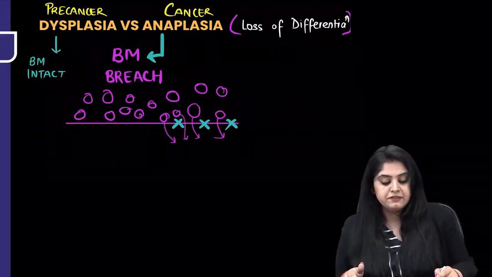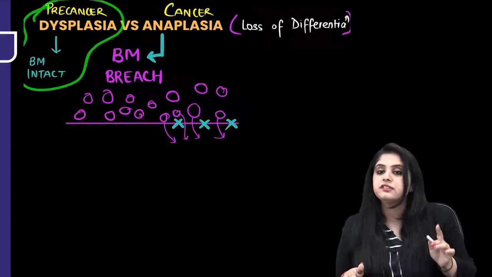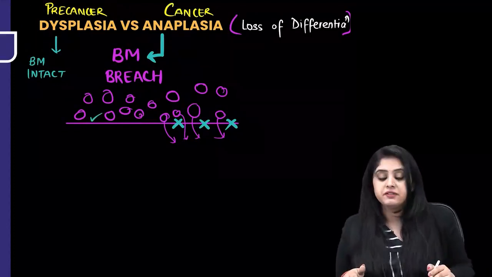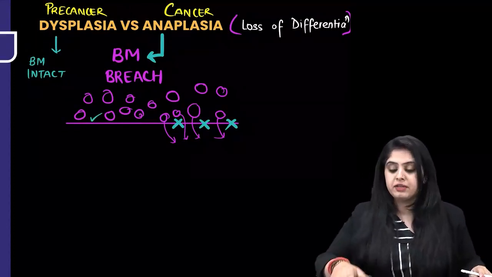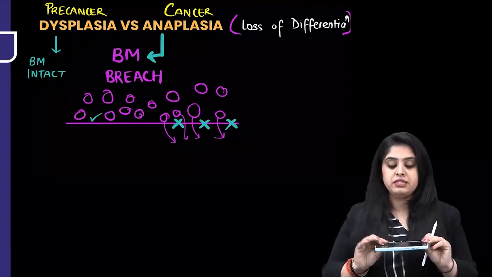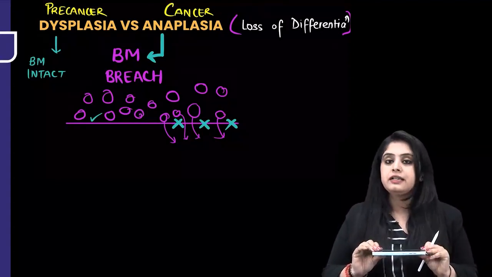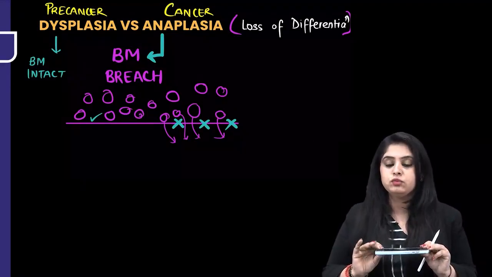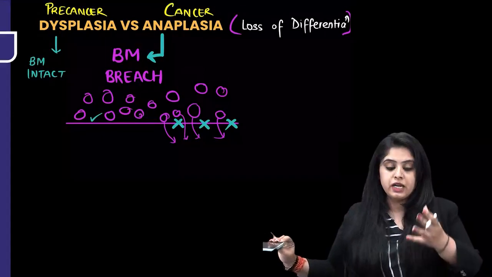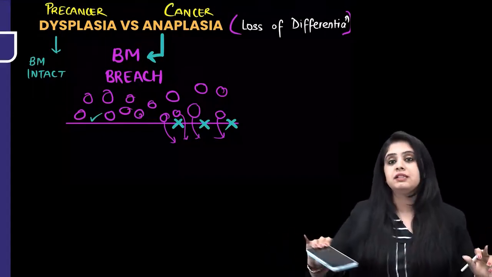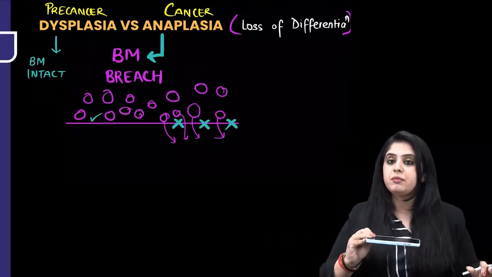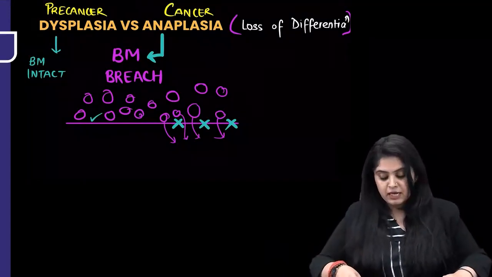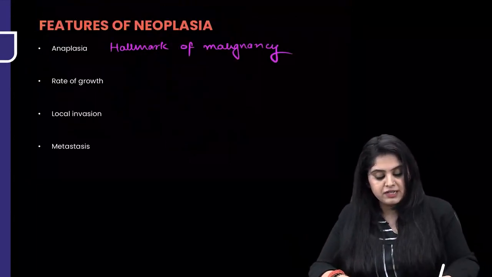So remember, if the basement membrane is intact, the person is still in a phase of pre-cancer. For example, if this is the basement membrane, till the time it is there, it is pre-cancer, meaning all the cells are above it. But as soon as I remove this basement membrane, now all the cancer cells will go everywhere, meaning cancer has occurred. So remember, basement membrane is there, pre-cancer; basement membrane is not there, it is cancer. Okay, now moving forward and coming back. So now you understand what anaplasia is?